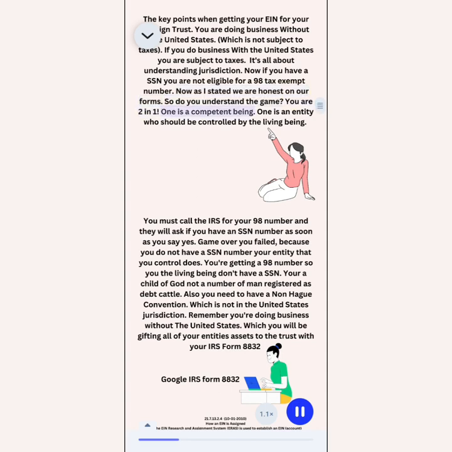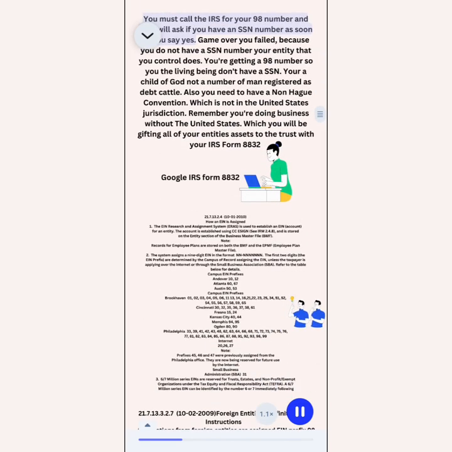You are two in one. One is a competent being. One is an entity who should be controlled by the living being. You must call the IRS for your 98 number and they will ask if you have an SSN number. As soon as you say yes, game over, you failed, because you do not have an SSN number, your entity that you control does. You're getting a 98 number, so you, the living being, don't have an SSN. You're a child of God, not a number of man registered as dead cattle.